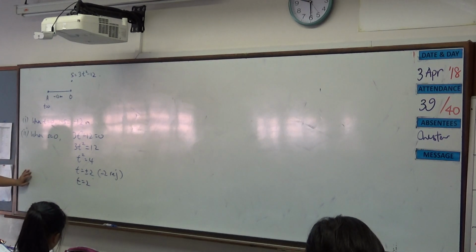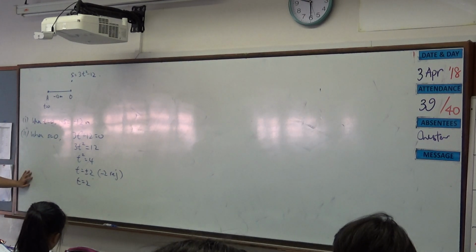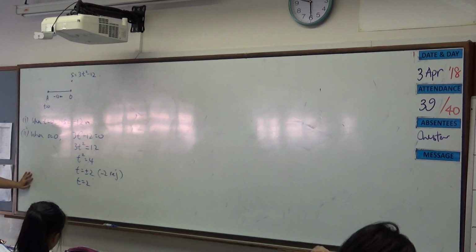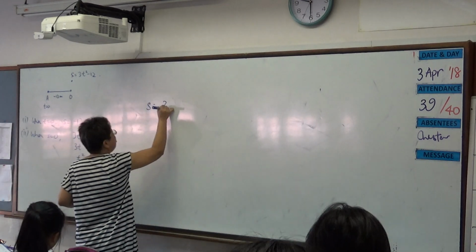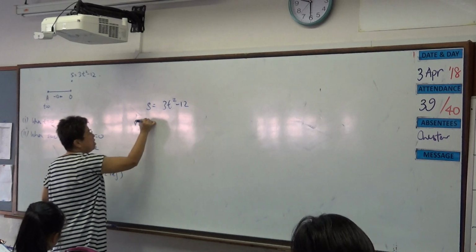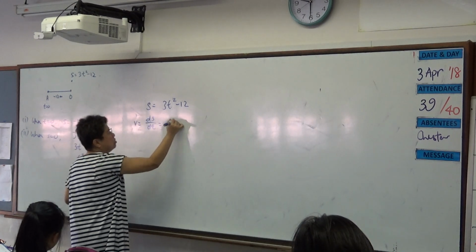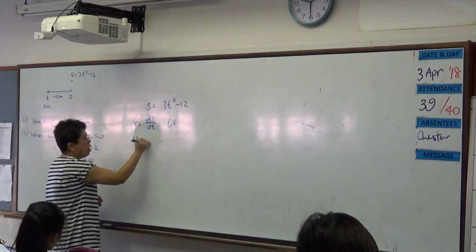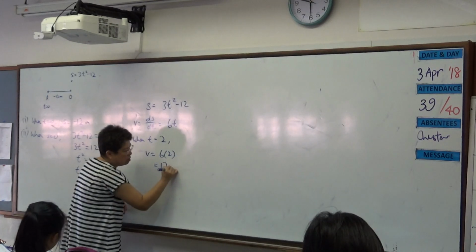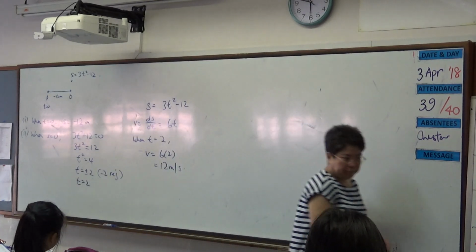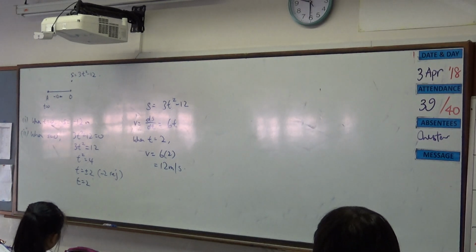Agree or not? When t equals 2, you pass through O. But is this what they want? What did they say? They want the velocity. Okay. So S is 3t squared minus 12. V is ds/dt. So 6t, right? So when t is 2, V will be 6 times 2, answer 12 meters per second. Is everybody clear on this part? Can or cannot? This is the example that I'm worried about because the starting points are not the same.